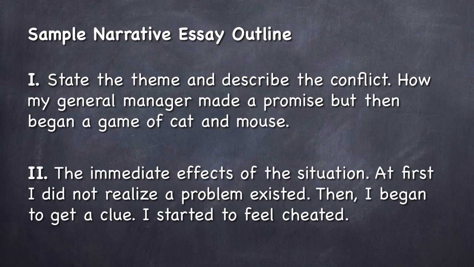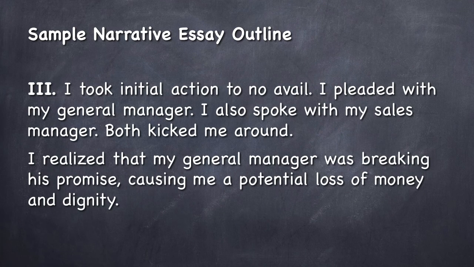Part 2, the immediate effects of the situation. At first, I did not realize a problem existed. Now, maybe the viewer, maybe someone reading this, is already realizing something that I don't realize in the story. But then I began to get a clue. I started to feel cheated. And therein lies the real conflict. So we have the beginning of the story here. We have the conflict set up, and that's the most important part of the story. You need to have some kind of a conflict. Part 3. I took initial action to no avail.